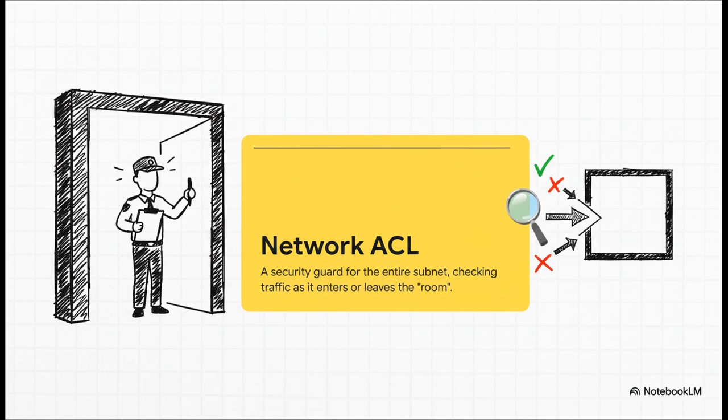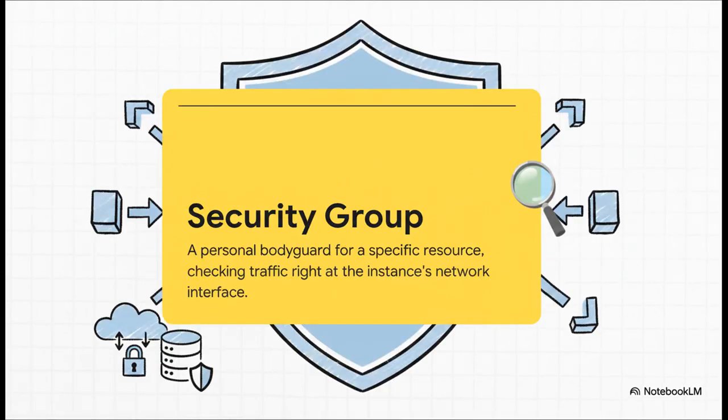So layer number one is the network ACL. The best way to think of this is like a security guard posted at the door to the entire room, the whole subnet. This guard checks the ID of every single packet trying to get in or out. It's the bouncer for the whole subnet. Now, the second layer gets way more specific. This is the security group. Instead of a guard at the room door, think of this as a personal bodyguard standing right next to your server or your database. It's a firewall that's attached directly to the resource itself, checking traffic right at the last second.